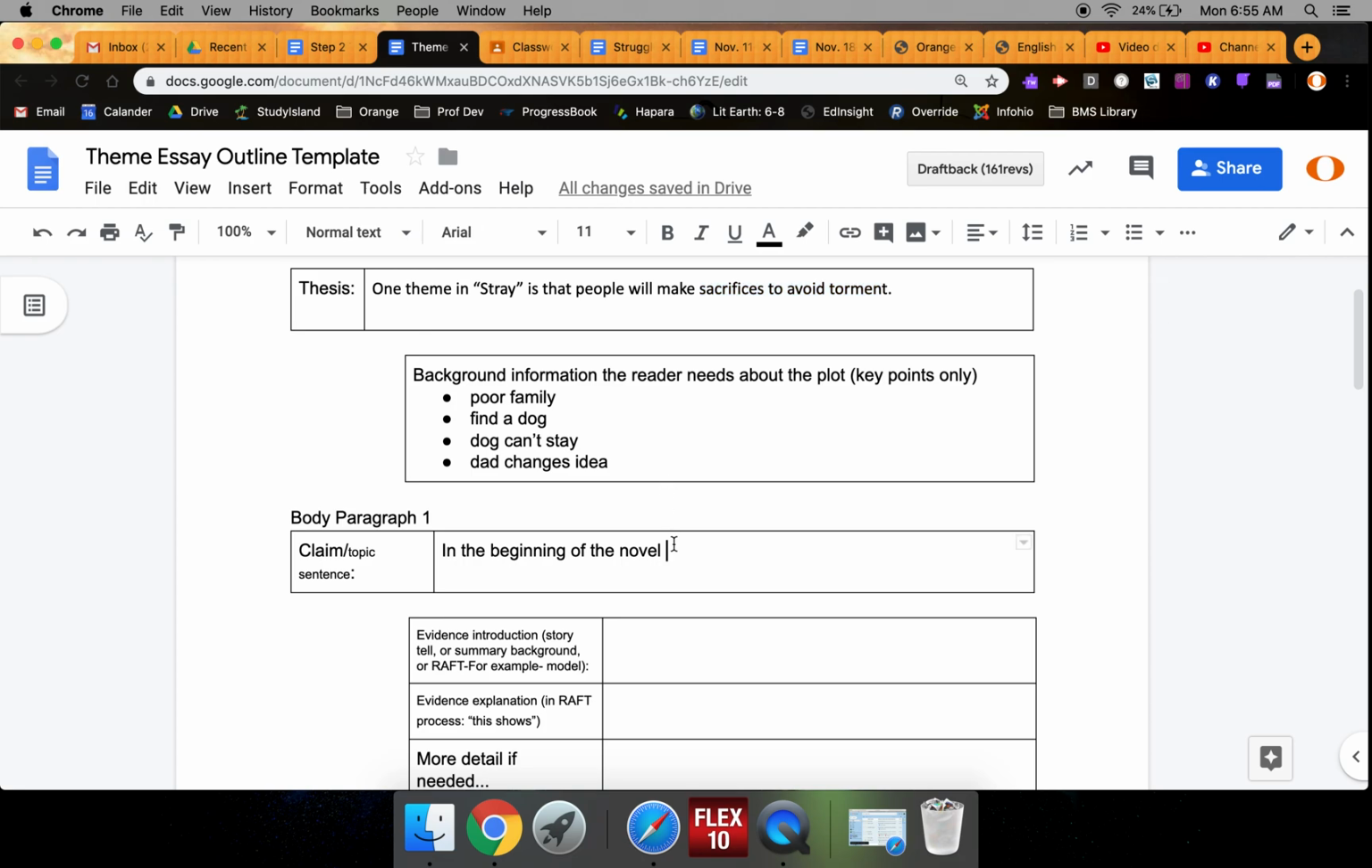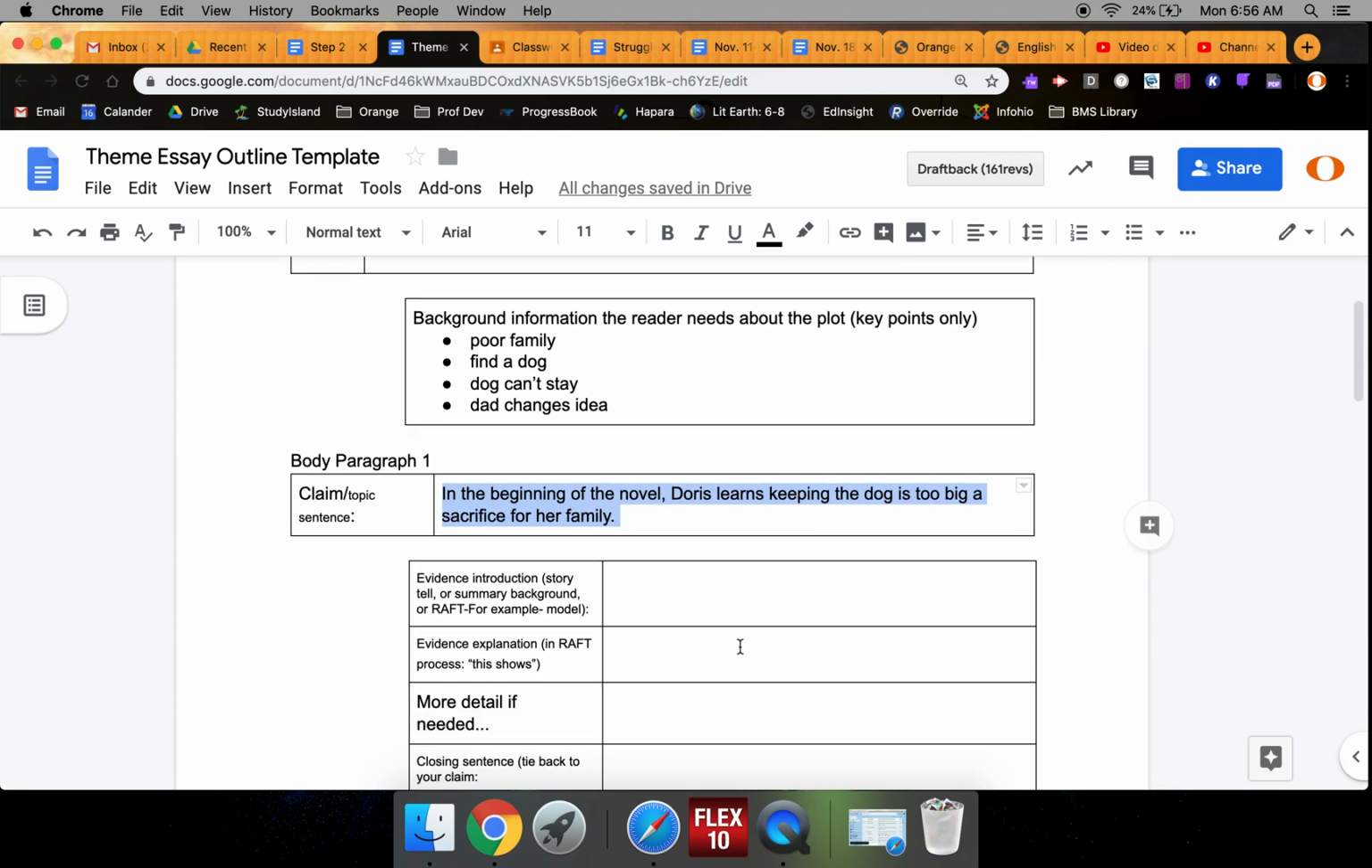Sacrifice. In the beginning of the novel, and that is an opening phrase with more than 3 words, so comma. In the beginning of the novel, Doris learns keeping the dog is too big, and look how I'm pulling that word down, sacrifice for her family. All right, so now the person reading this knows this whole paragraph is going to be about Doris learning how big of a problem it is.